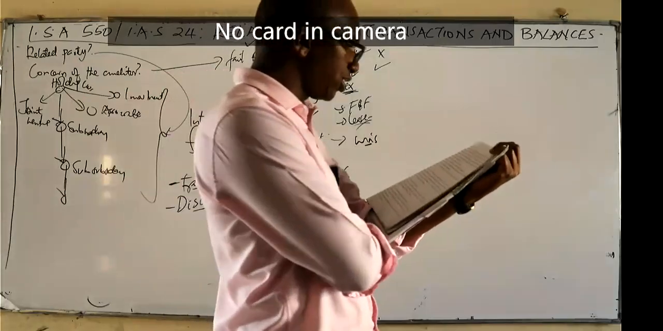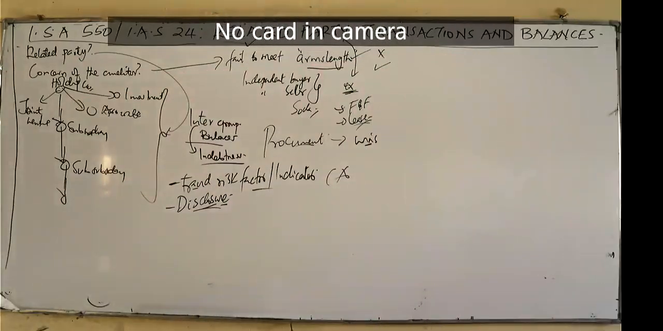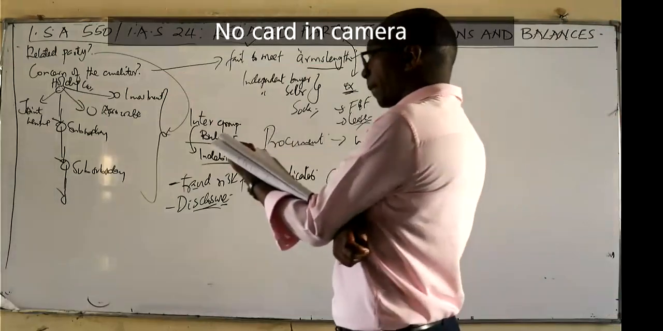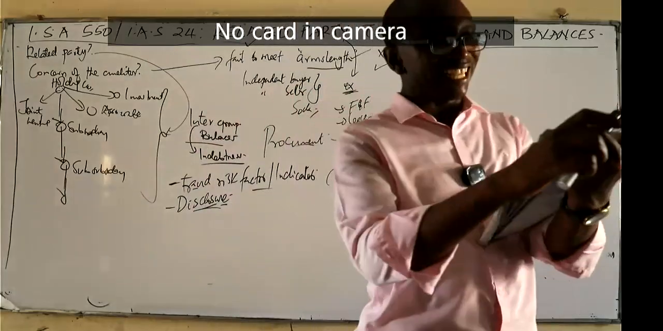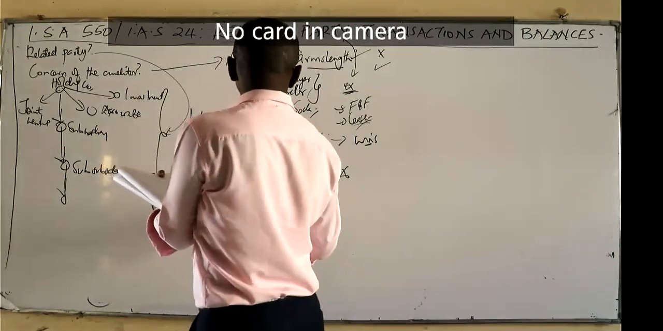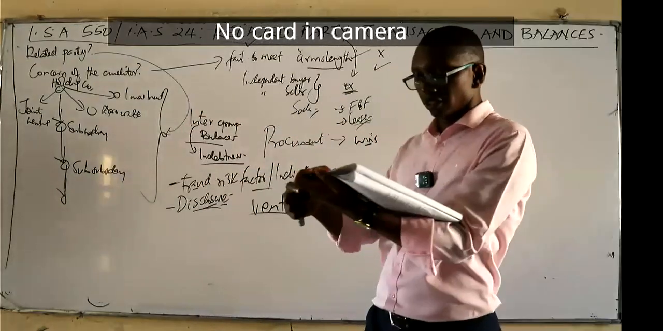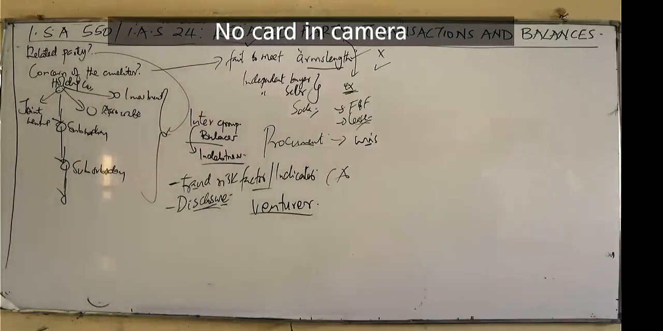Roman number 2. The parent is an associate of an entity. Roman number 3. The parent is a joint venture in which the entity is a venturer.